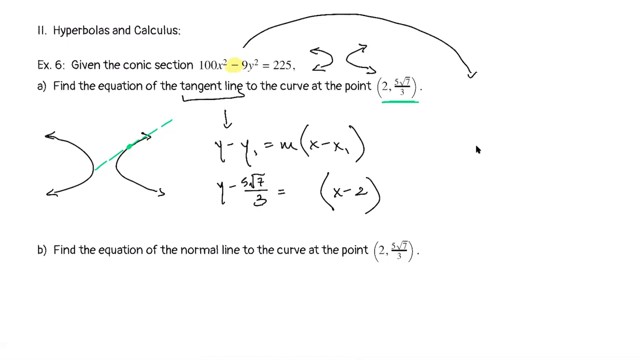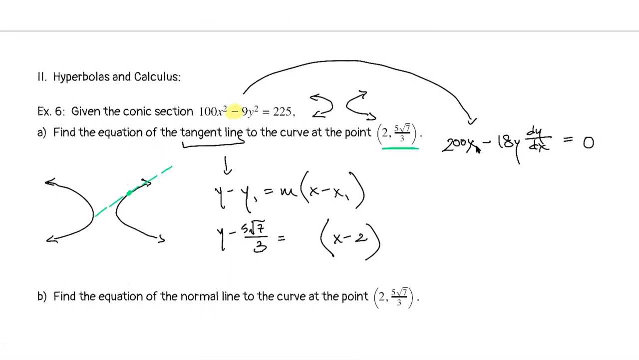Go with the easy route, find the derivative using implicit differentiation, and that's going to be, so 100x squared is just going to be 200x, right? That part is pretty straightforward. The only thing you need to remember is the derivative of 9y squared is going to be 18y times dy/dx. And the derivative of 225 is 0.